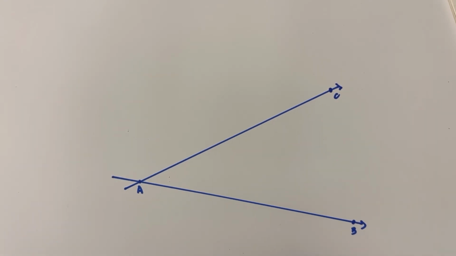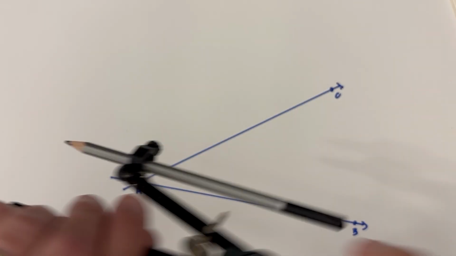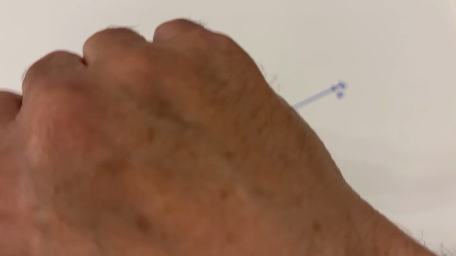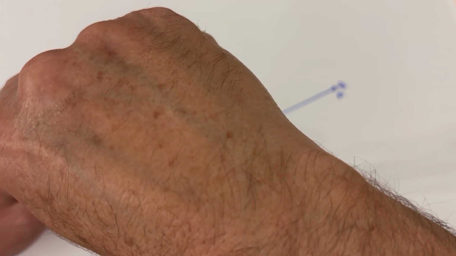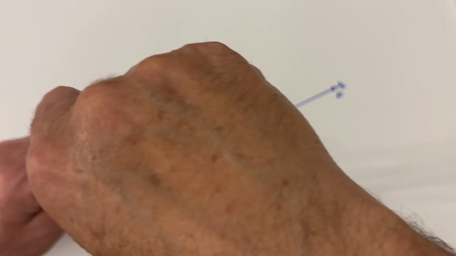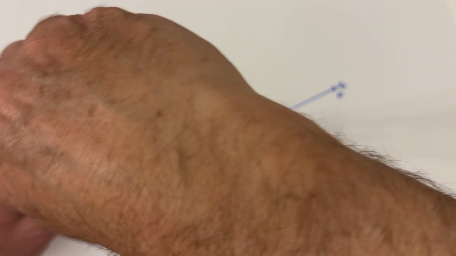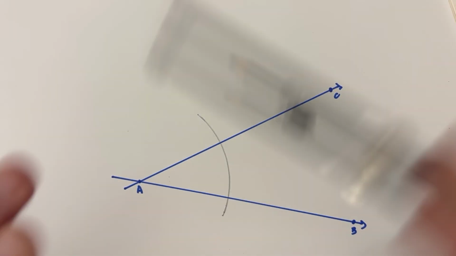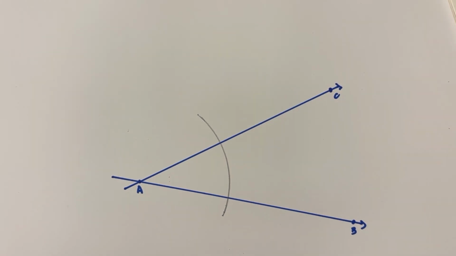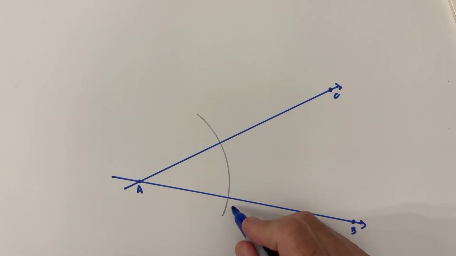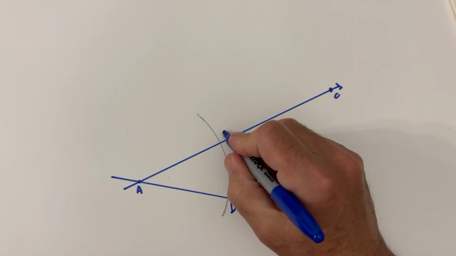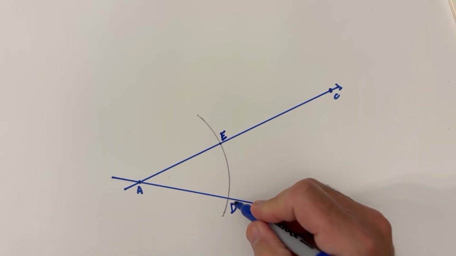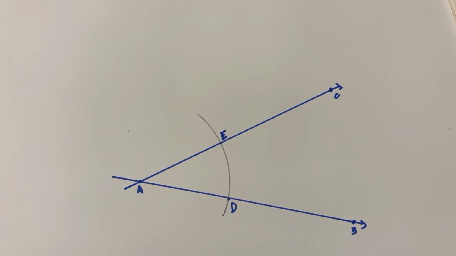just so you know what we're talking about for reference points. Now the first thing we want to do is get our compass out, and we just want to draw an arc. Make this a little bigger. Put it right here at the intersection, and just draw an arc like that. So we're going to get 2 points now. We're going to label these points D and E, just so we know points of reference.